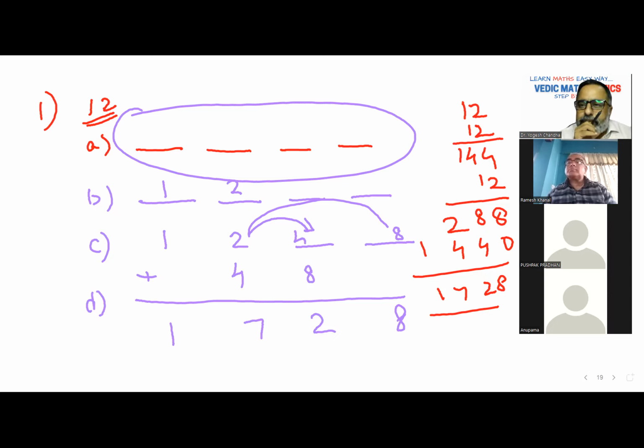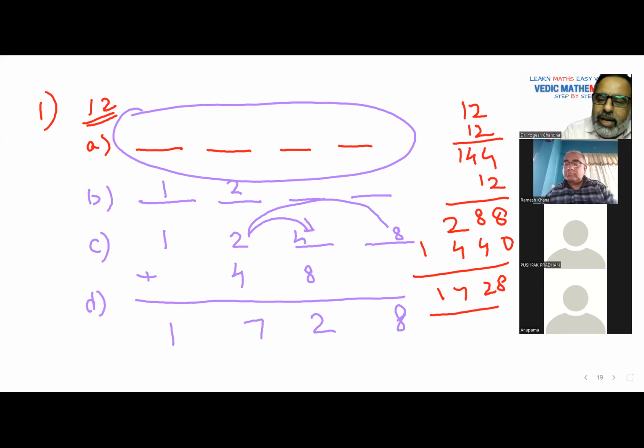Okay, sir. A plus B whole cube contains four terms, like A cube plus B cube plus 3A square B plus 3AB square. So it is four. We are not using any I. Yes, that might be one reason.